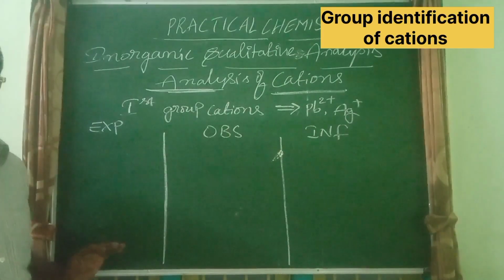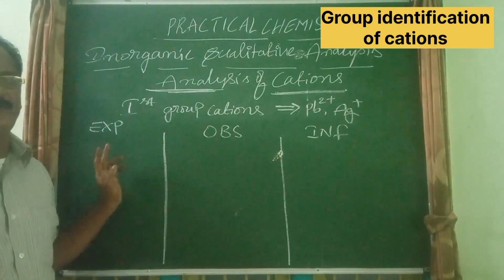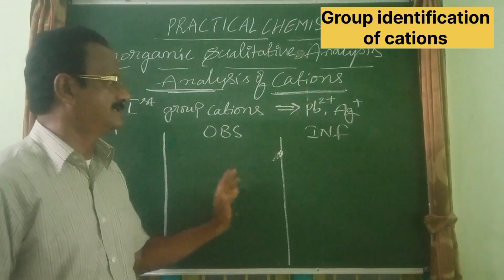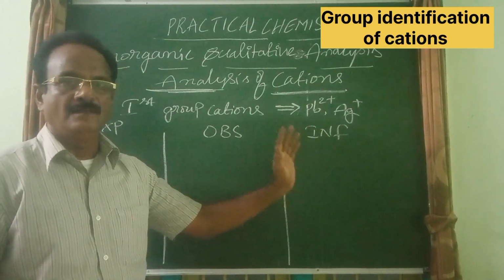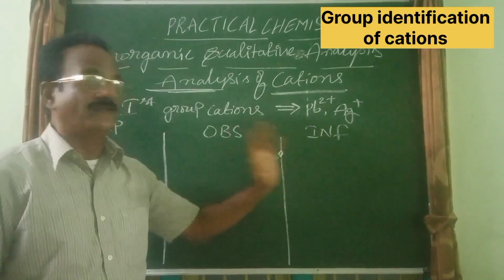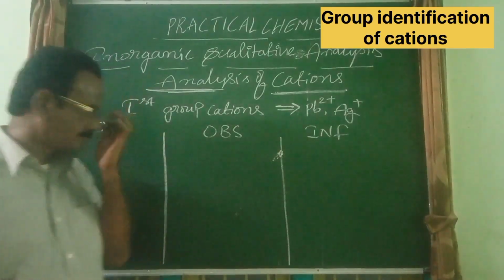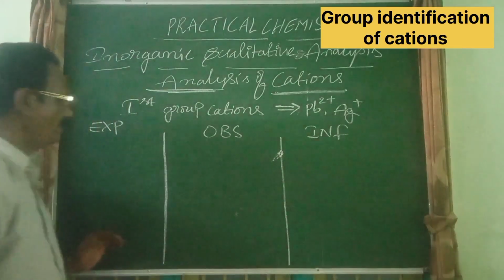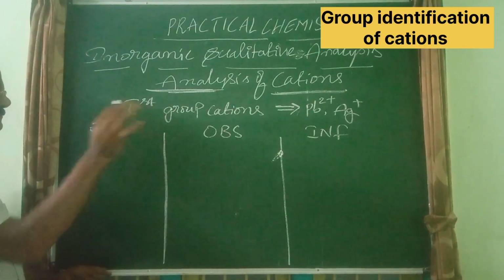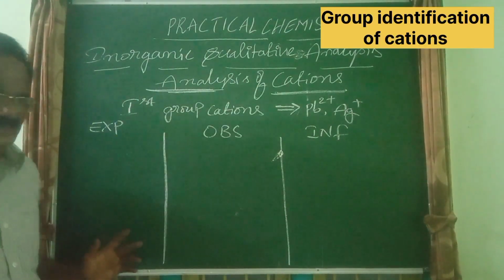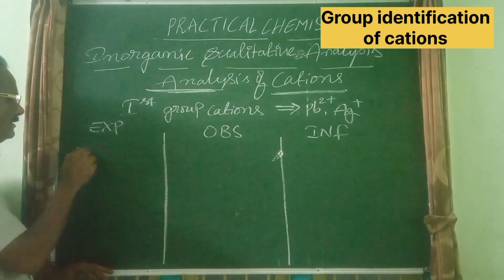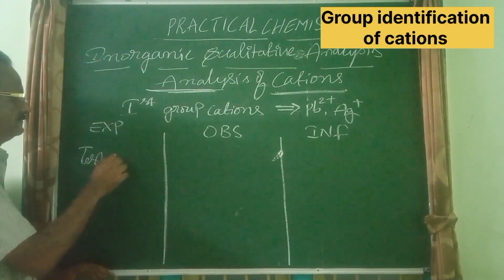Here in this table, EXP is abbreviated for experiment, OBS for observation, INF abbreviates inference. Inference means simply speaking result. Now let us see the test for identification of first group cations. See here, test with dilute HCl.